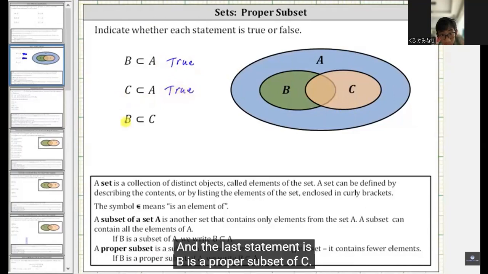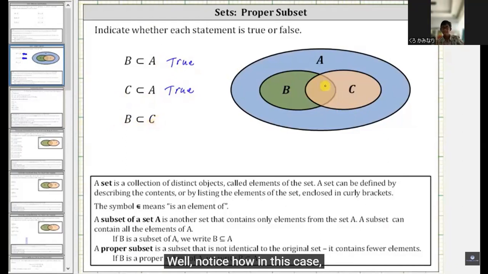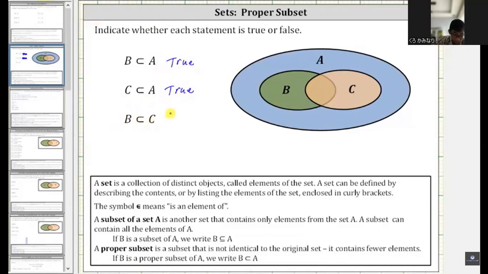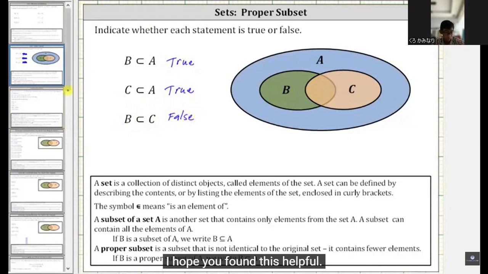And the last statement is B is a proper subset of C. We'll notice how in this case, all the elements of B are not in set C, and therefore B is not a subset or a proper subset of C, and therefore B is a proper subset of C is false. I hope you found this helpful.